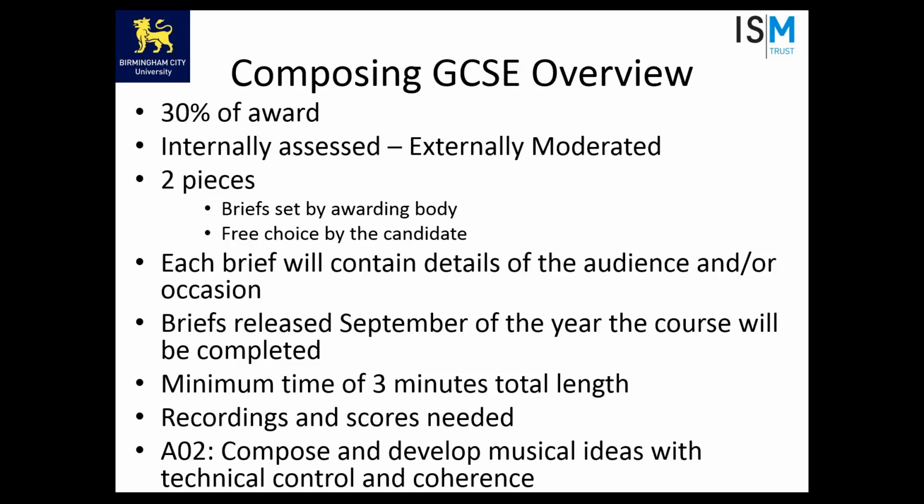So basically, as we know, it's 30% of the award for GCSE, and it's that externally assessed, externally moderated coursework type area, and basically we need to produce two pieces in GCSE. One is a brief that's set by the awarding body, a set of briefs which students will pick from. The minimum amount is 4, so they can pick from 4 up to, well, we'll talk about OCR's briefs in a second, about all the varieties that might entail. And the other one is a free composition, a free composing choice by the candidate.